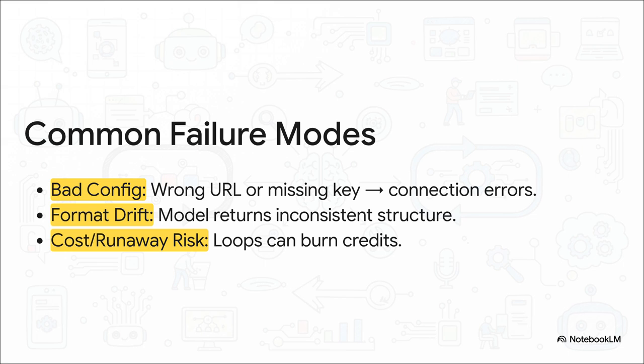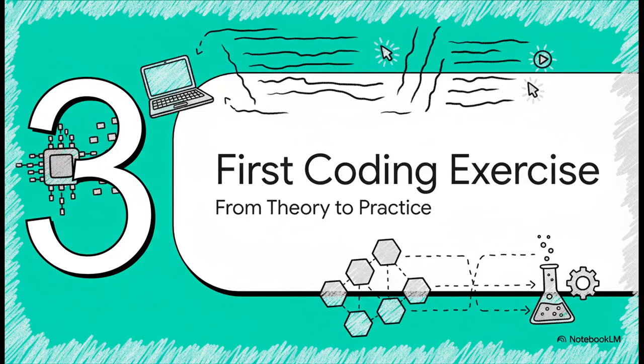Second, we have format drift. This one's tricky. It's when the AI model just decides to give you its answer in a different format all of a sudden, which can completely break your code. And third, the one that makes everyone nervous, runaway costs. If you let a loop run unchecked, it can burn through your API credits so fast. We are definitely going to tackle that one later, but you need to be aware of it right from the start.